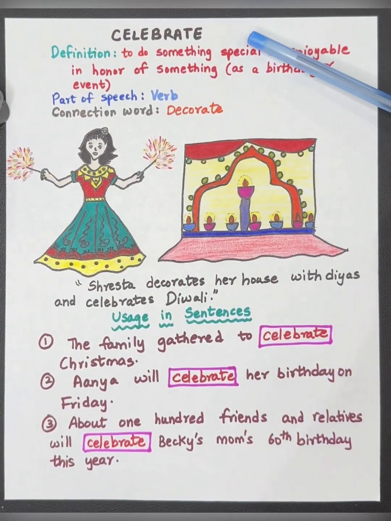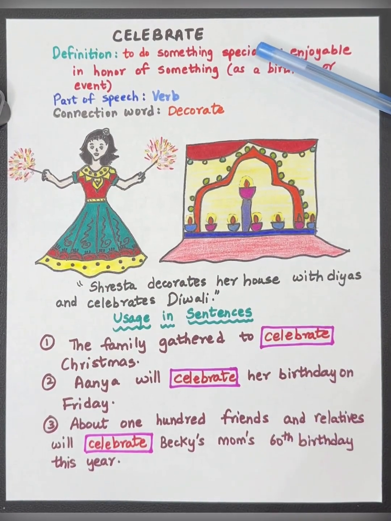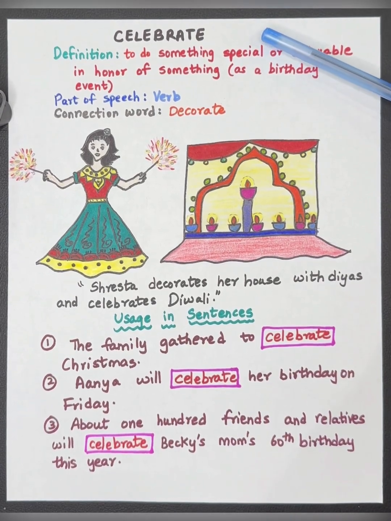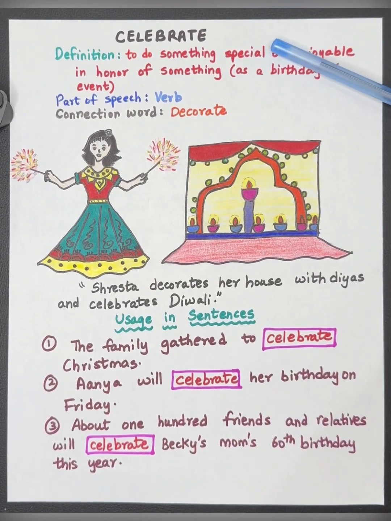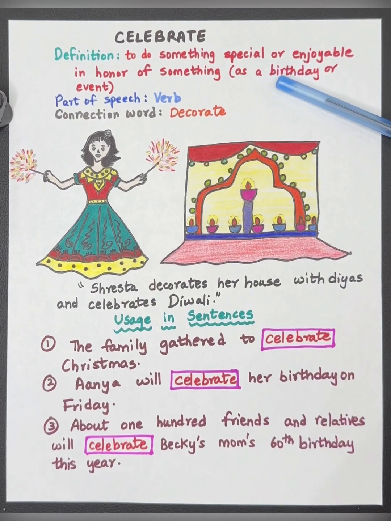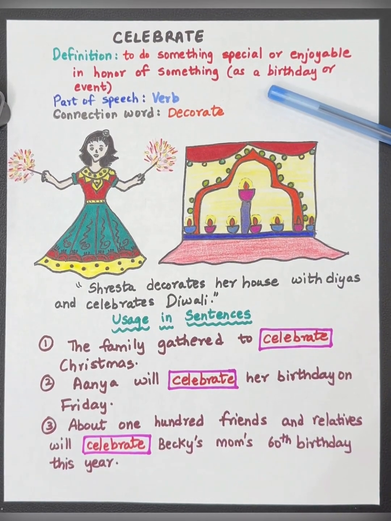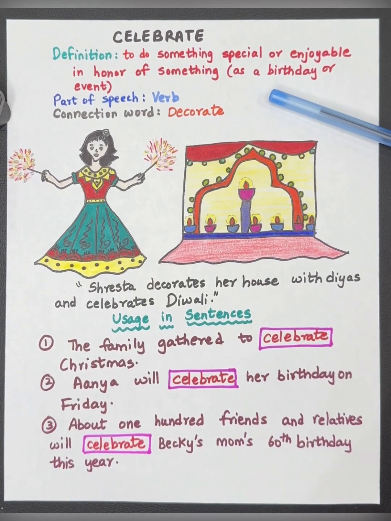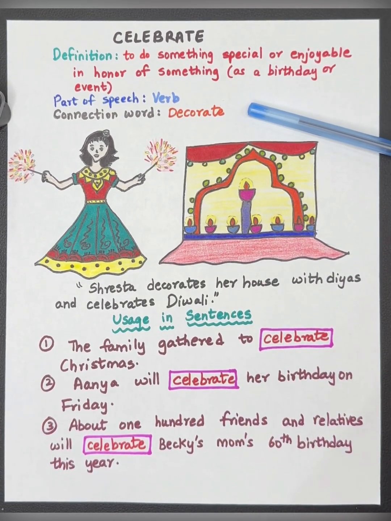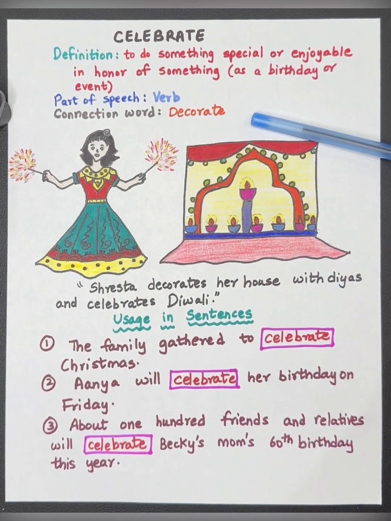The next word is celebrate. Its pronunciation is celebrate. Say it with me. Celebrate. Celebrate is to do something special or enjoyable in honor of something, like a birthday or an event or a festival. Part of speech is verb. The connection word is decorate.